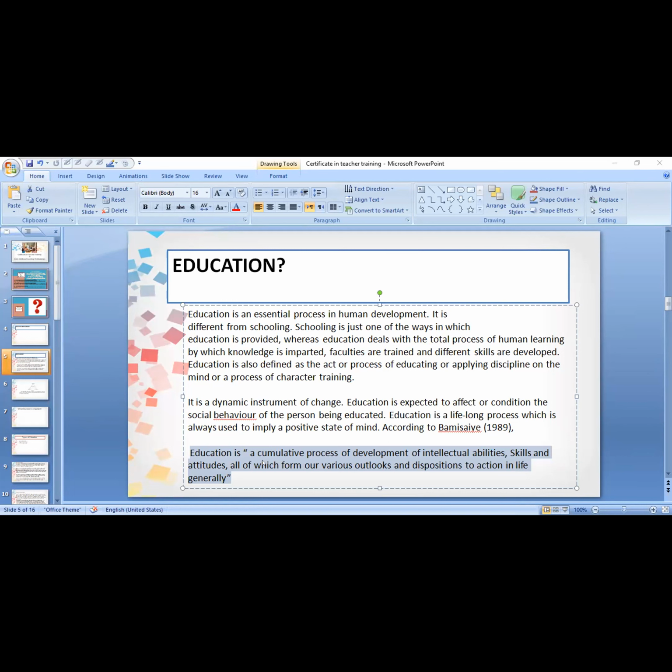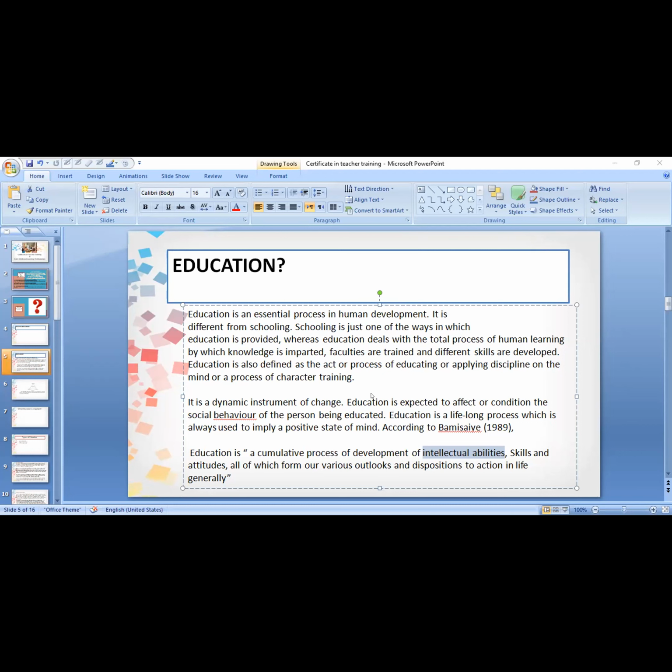All right. Education is a cumulative process of development of intellectual abilities. So it is also stating that it's a continuous, long-term, lifelong process of intellectual abilities. Intellectual abilities refers to intelligence, which is related to the mind. Now, talent is different. Skill is also a different terminology. Intellectual ability, or intelligence, is related to the mind, right? Not everyone who is talented is intelligent, right?